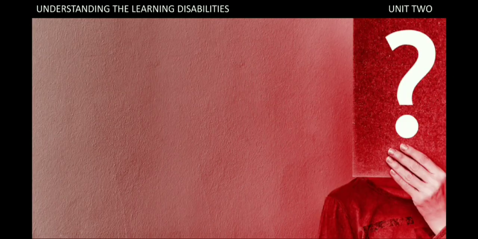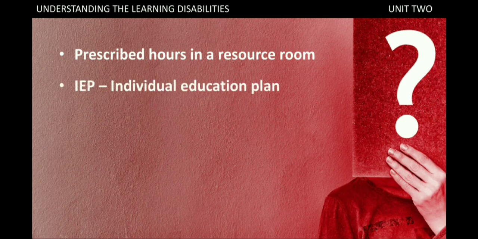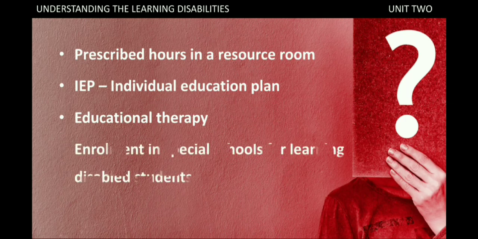Then special education. Special education is not a part of inclusive education, it is a separate part, because these students should have prescribed hours in a resource room, a separate room. An individual education plan should be given, because a student who has a different disability should be treated differently. That is what educational therapy is telling you. One method should be followed for a person with dyslexia, but for a person with dyspraxia you have to go with another methodology for teaching.